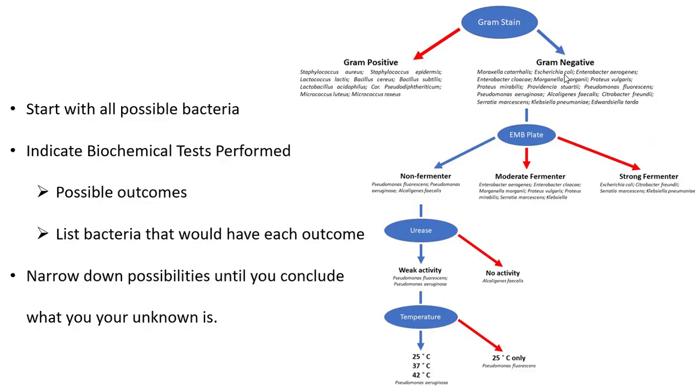Your flowchart needs to start by listing all possible bacteria found on the bacterial identification chart. It also needs to include all the tests that you conduct, along with their possible outcomes. Under each outcome, you need to list all the bacteria that would exhibit that experimental result. Doing this will help narrow down the bacterial possibilities until you're left with one possible choice and are able to determine the identity of your unknown microorganism.